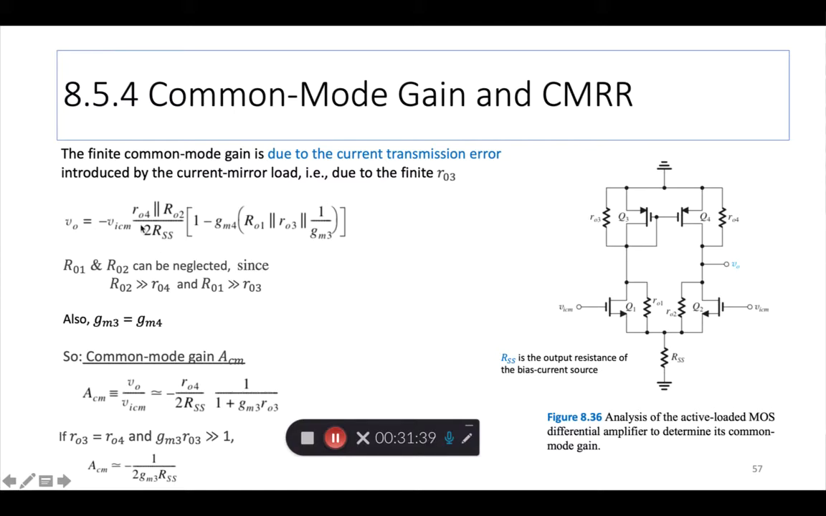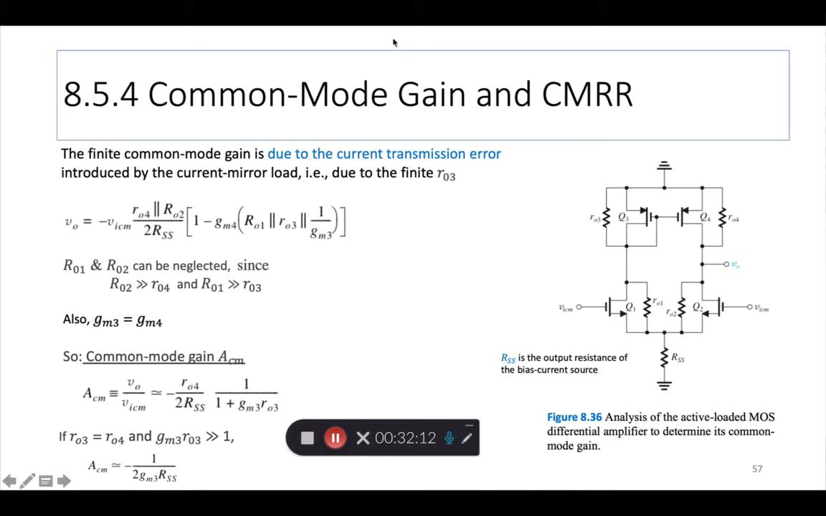Look at all the steps, all the parameters here. There is an RSS, and what is RSS? RSS is the output resistance of the bias current source. Remember, there's always an I current source here, right? And that I has its own resistance, which in the small signal model we have taken all that biasing stuff out. So you're left with this RSS here.